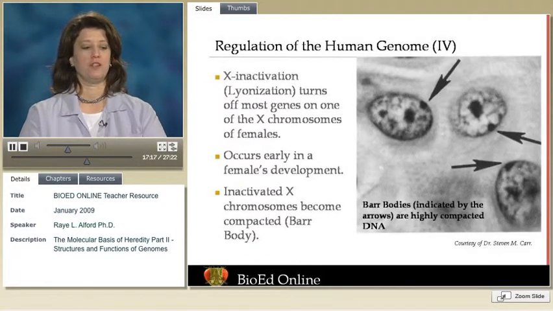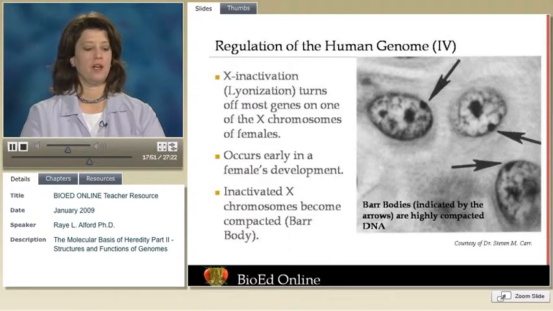During X inactivation, most genes on one of the X chromosomes of a female are inactivated in a mechanism that provides dosage compensation to equalize the level of gene expression of most X-linked genes in females to that of males, who have only one X chromosome. This process, often called lyonization, results in the formation of a bar body, a highly compacted, inactive X chromosome. In the photograph, the bar bodies are shown by arrows. The form of DNA in the inactive X chromosome is called heterochromatin.